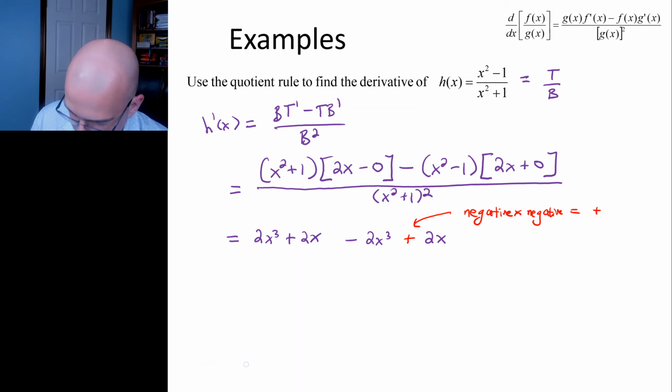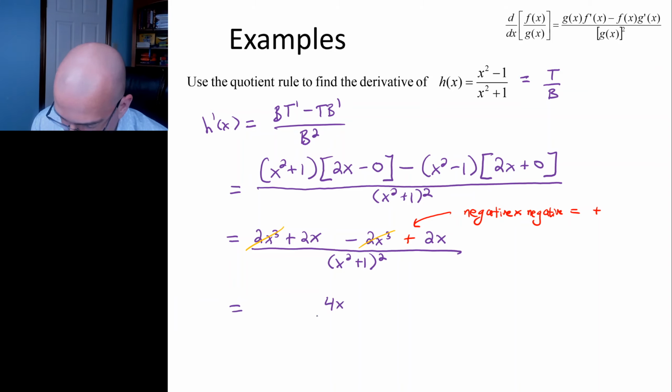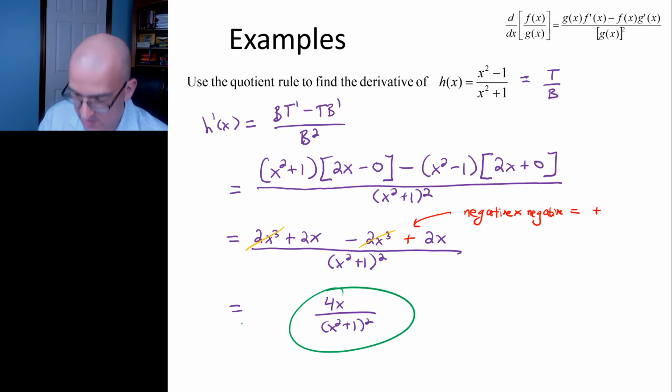All divided by the bottom squared. You can FOIL it out if you want. I'm not going to FOIL it out. I'm going to leave it x squared plus 1 all squared. Something nice happens. Actually, two nice things happen. The 2x cubed and the minus 2x cubed cancel, and the 2x and the plus 2x add together. And we get 4x over x squared plus 1 all squared. That's our answer. Simplified form of the solution.